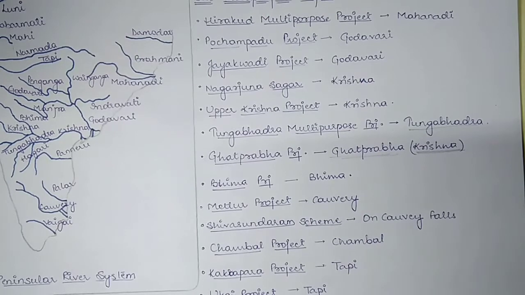Next, we have Shivasamudram scheme. Shivasamudram scheme is on Kaveri Falls, that is in Karnataka, for hydroelectricity generation.